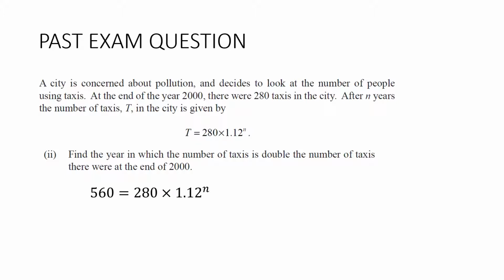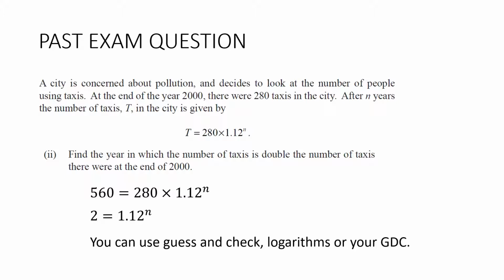Okay, so again, what we can do here is solve by using the equation button in your graphics display calculator, or you can use logs, or you can use guess and check. It's tidying it up a bit and using logs, which I did. N is equal to 6.1 years. Now let's have a think about what that means.